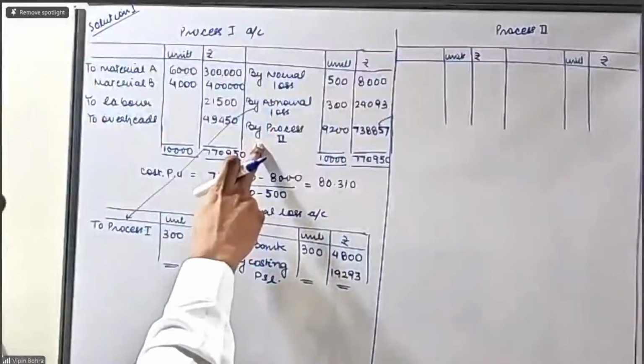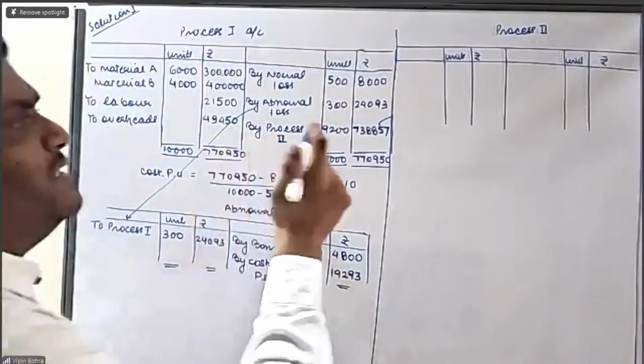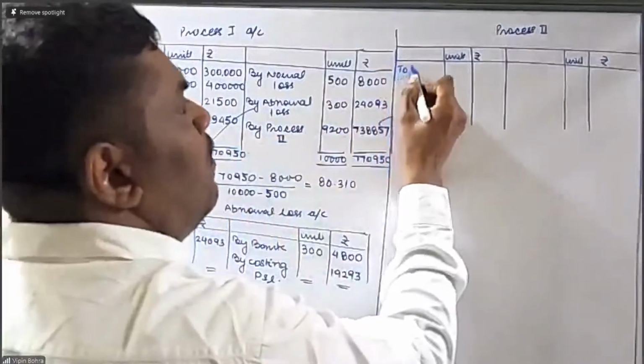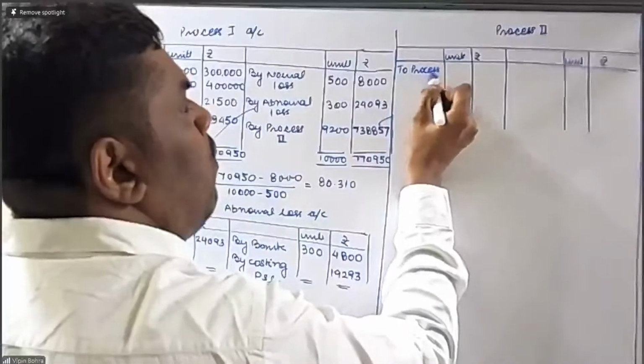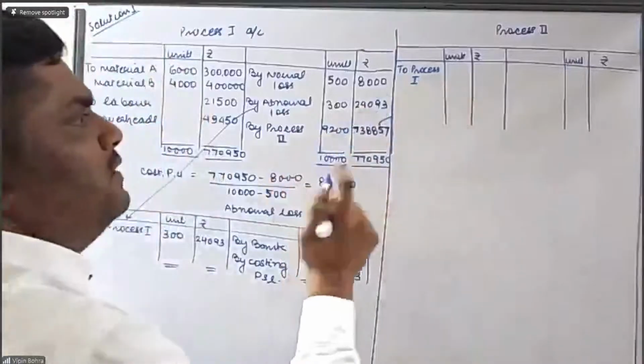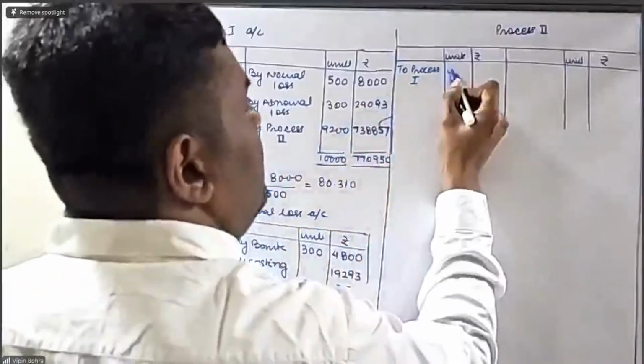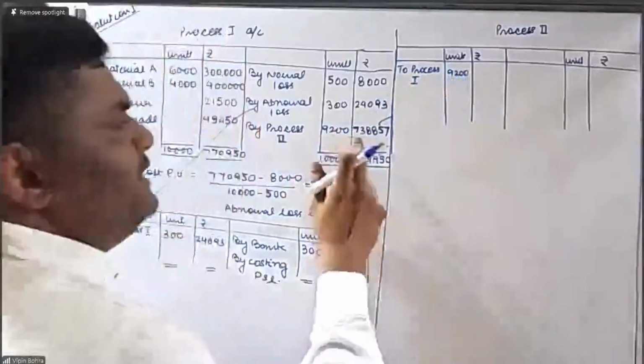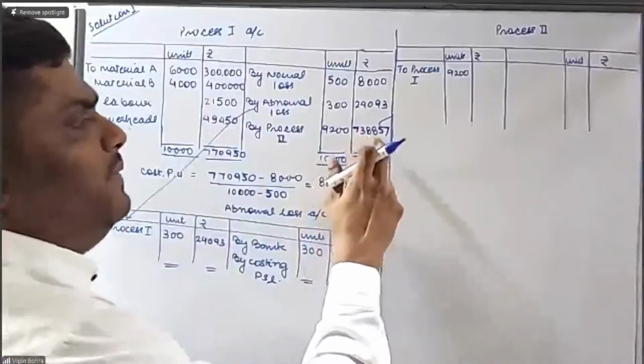So first we will take the inputs that are received from process one. So to process first, 9,200 units are received and the value is 9738857.